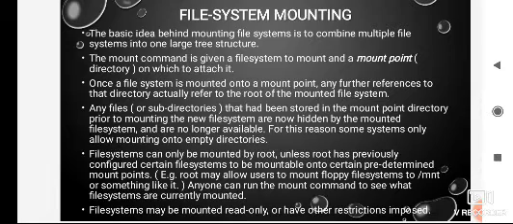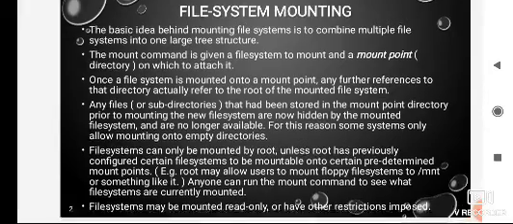Any files that had been stored in the mount point directory prior to mounting a new file system are now hidden by the mounted file system and no longer available. For this reason, some systems only allow mounting onto empty directories.